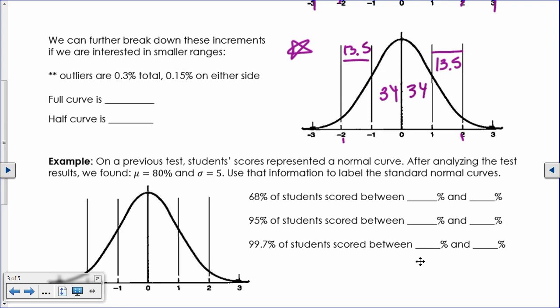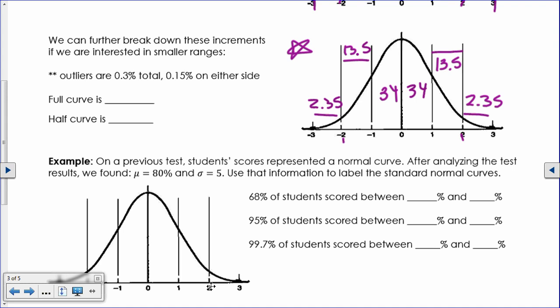And then even further out, this little snippet right here. Remember, from -3 to 3 is 99.7. So if you subtract the 95 that I don't want away and then divide that by 2, what do you get? 2.35. So we're basically just chopping it up into little pieces so we can use it a little bit more easily.